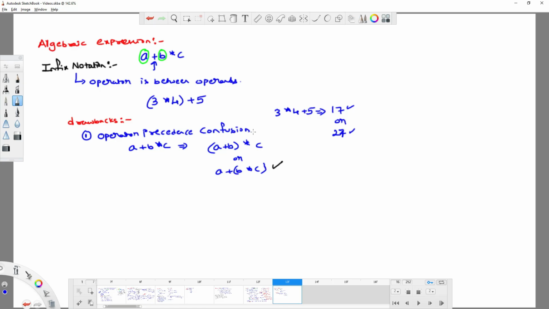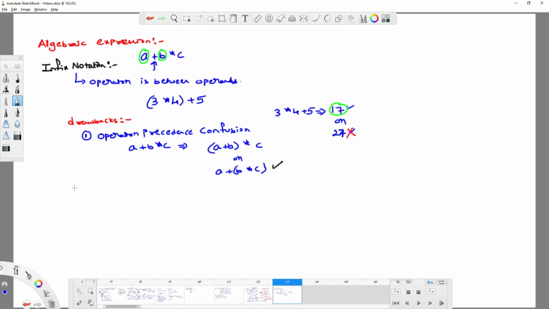But for the actual correct answer, you have to follow the precedence rules. The correct answer will be 17, and the wrong answer is obviously the other one. So when we go with an infix expression without parenthesis, you might get confusion.